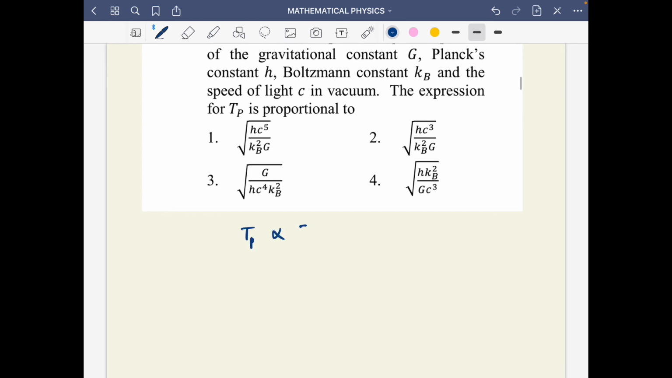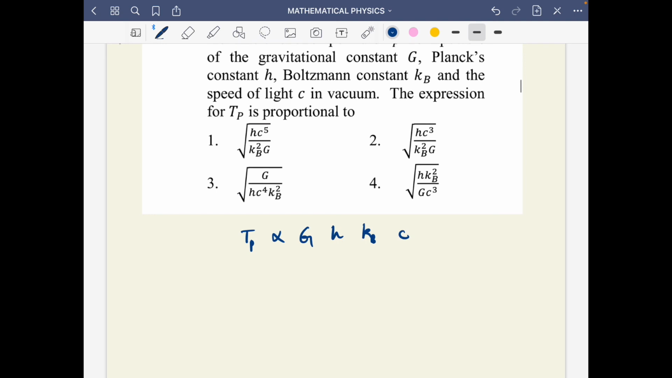Tp is directly proportional to G, h, kB, and c. Oh sorry, these are not the dimensions, so I will do it like this. Here G is the gravitational constant, h is Planck's constant, kB is the Boltzmann constant, and c is the speed of light in vacuum. So here we know that the characteristic temperature Tp has dimension theta.